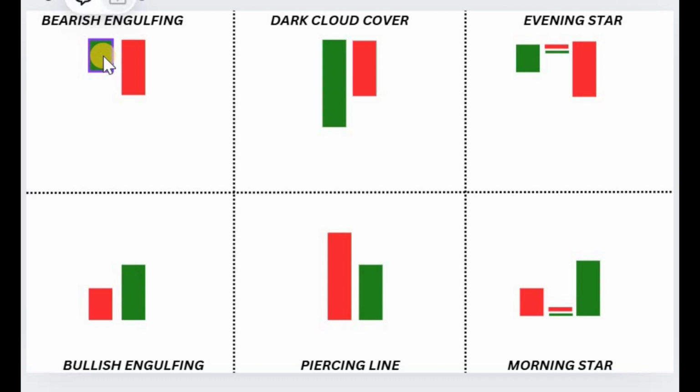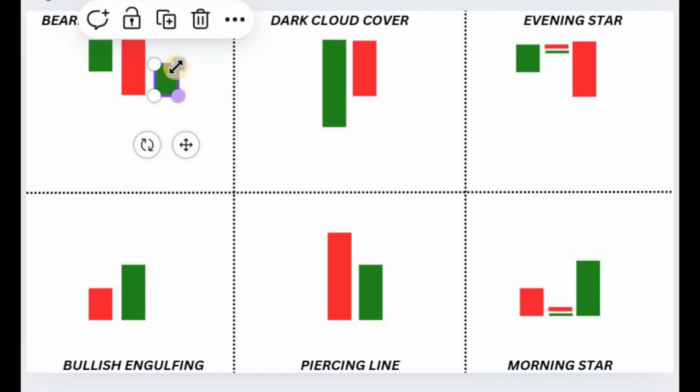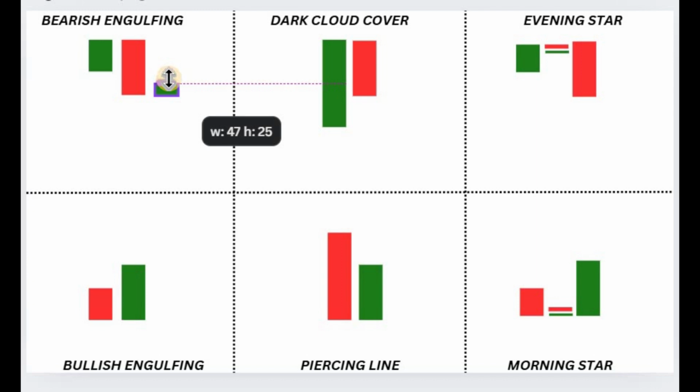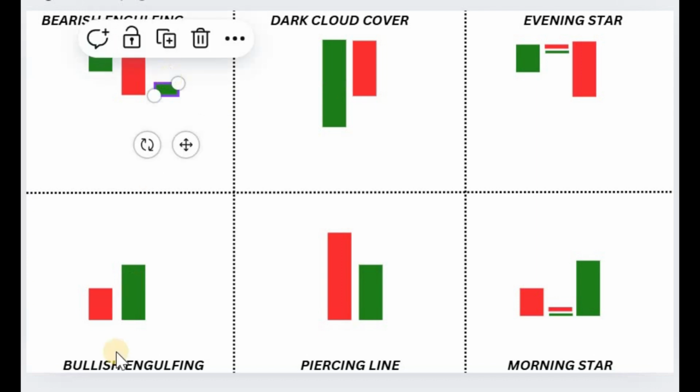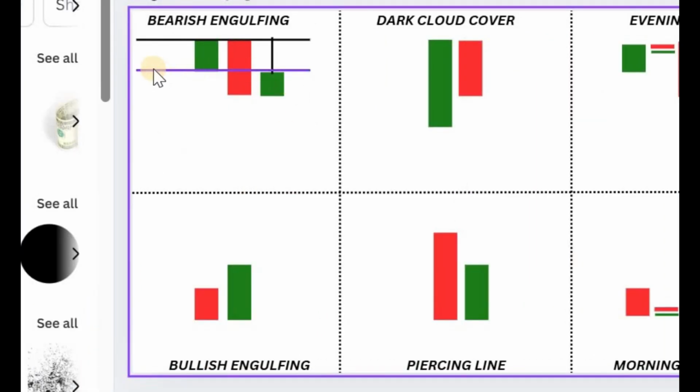You take this candlestick, and I'm going to duplicate it and put it here. I'm going to make it a little bit smaller. Now remember that there is a resistance level here and there is a resistance level here. So this is what you want to see for a bearish engulfing pattern.